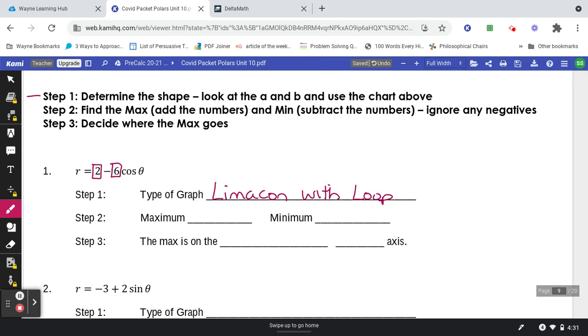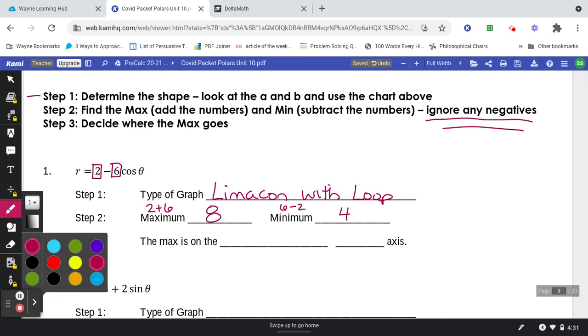Now the maximum and minimum, step number 2: find the max by adding the numbers and the minimum by subtracting the numbers. We want to make sure we ignore any negatives. So again, think about those as a 2 and a 6, not 2 and negative 6. So we add the 2 numbers together, 2 plus 6, and I'll write that right above here so you can see what I'm doing. 2 plus 6 gets me 8. And the minimum, I subtract them. I don't worry about any signs or any negatives. So I'm going to do the big one minus the small one, 6 minus 2 to get 4. You could also do 2 minus 6 to get negative 4, but again, we ignore any negatives. So it would just turn to positive 4.